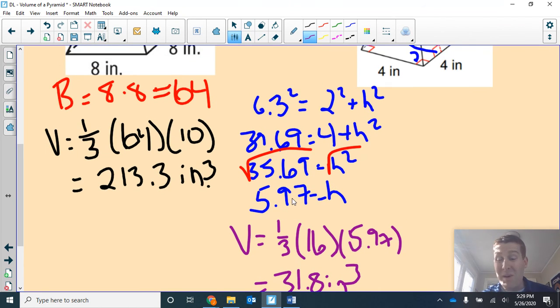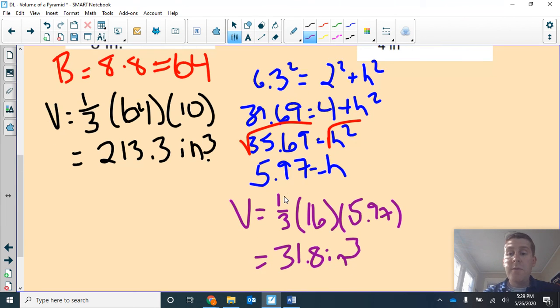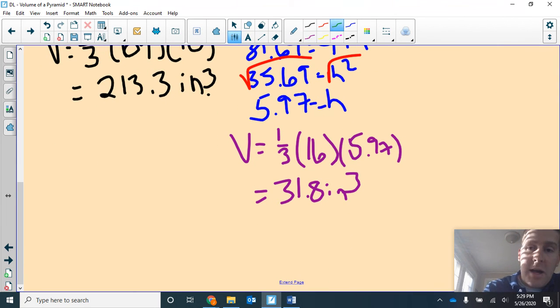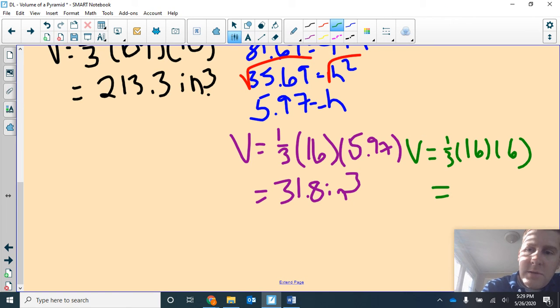Now, if you did round this height to the nearest tenth, you would have ended up getting 6.0 as your height. So if you use 6.0 as your height, your volume would have been 1/3 times the area of the base, still 16, times 6, which gives you 32. So that was a little rounding thing. Again, either one was okay.